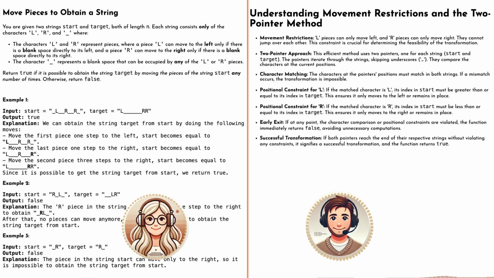The two-pointer method. Okay, now you've got my attention. What's the gist of it? Imagine you've got these two pointers, like little arrows, one on the original string, the other on the target string. I can picture that. You move them simultaneously, comparing the characters at those pointer positions. And checking if those moves are even legal, according to our L and R rules.